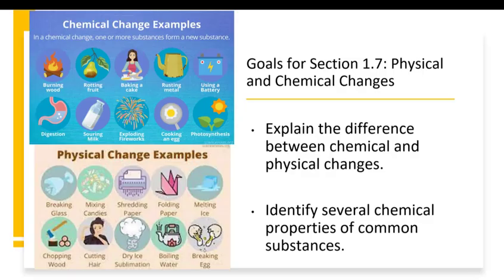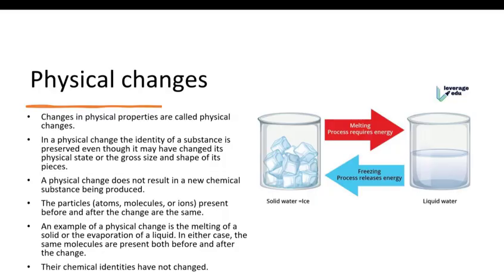How did you do? Moving on to section 7, physical and chemical changes. You're going to be able to explain the difference between chemical and physical changes and identify several chemical properties of common substances. Changes in physical properties are called physical changes. In a physical change, the identity of a substance is preserved, even though it may have changed its physical state or the gross size and shape of its pieces.